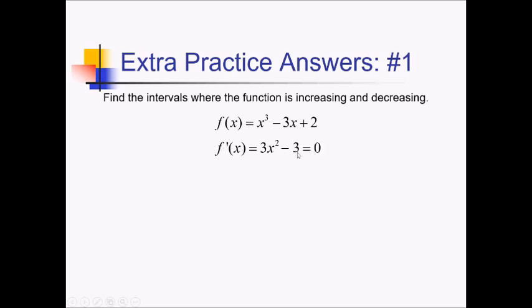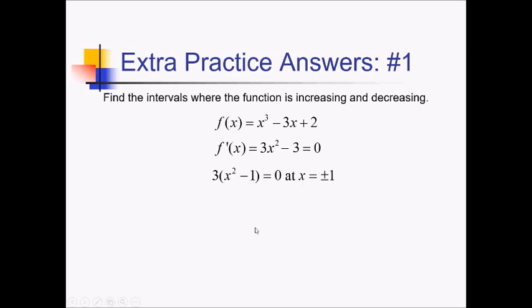First thing we can do to solve this, a lot of ways we could go here. I'm going to factor out a 3, so that leaves us with x squared minus 1. And then, if I add 1 and square root, we've got x equals plus or minus 1. So those are going to be our two critical values.